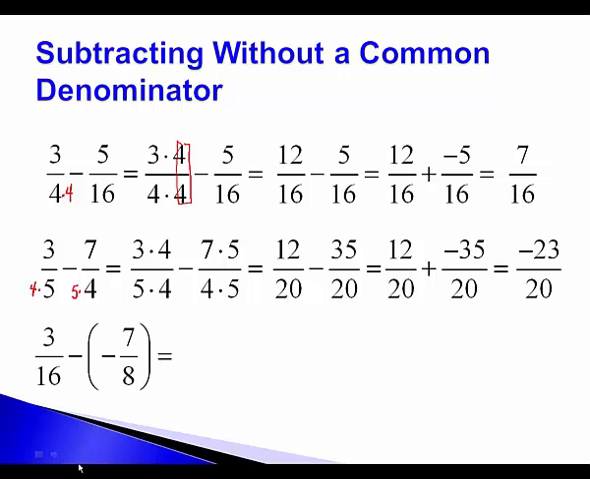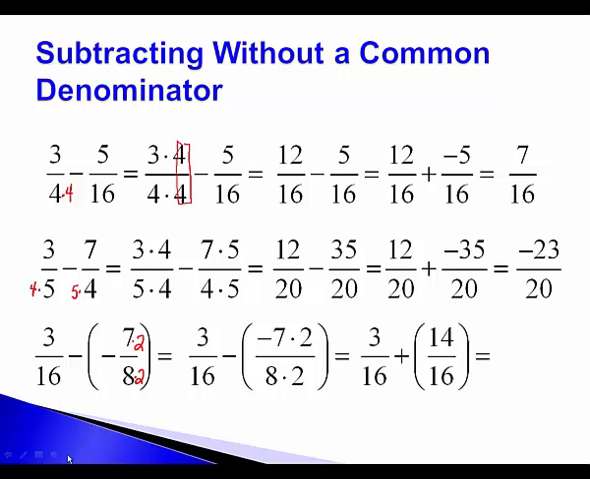3 over 16 minus a negative 7 over 8. First of all, notice you do not have a common denominator, and I hope you're noticing that we could multiply this one by 2 to make that happen. Well, when we do that step, we get 3 over 16 minus negative 7 times 2 in the numerator and 8 times 2 in the denominator.